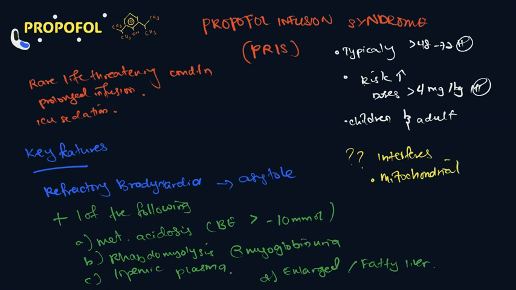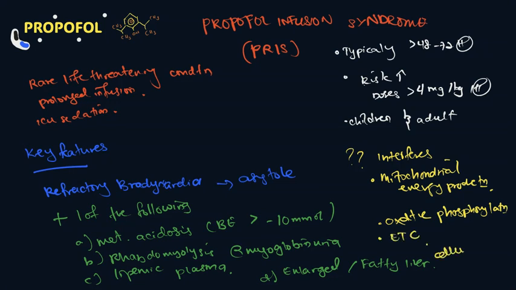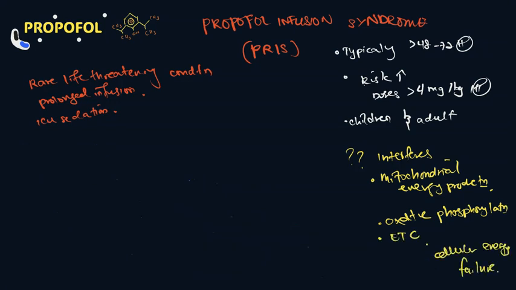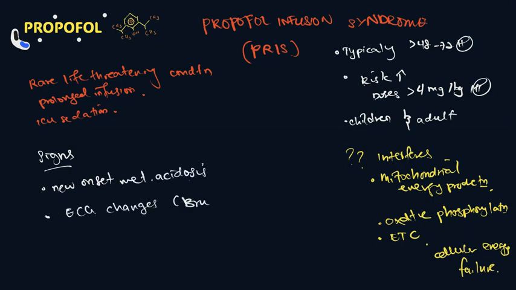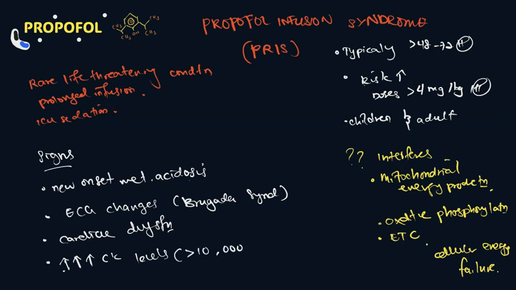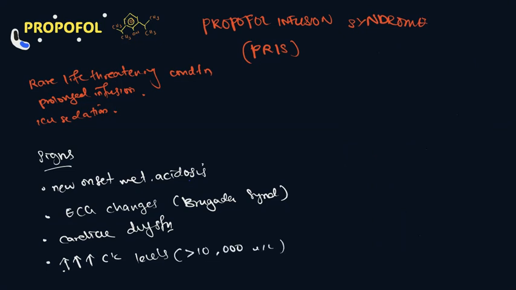This is due to interference with mitochondrial energy production, especially in oxidative phosphorylation and the electron transport chain. Therefore, cellular energy failure ensues. The cells cannot utilize energy, therefore they will die and necrosis ensues. Now, what are the signs of propofol-related infusion syndrome? New onset of metabolic acidosis, ECG changes particularly but not limited to Brugada syndrome, cardiac dysfunction, as well as increased creatine kinase levels of more than 10,000 units per liter.